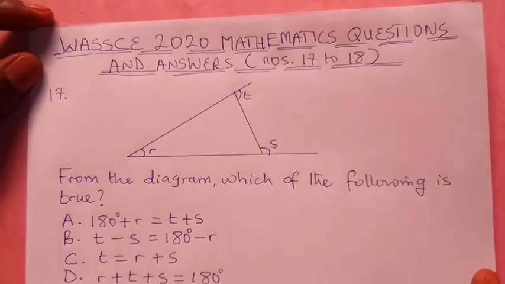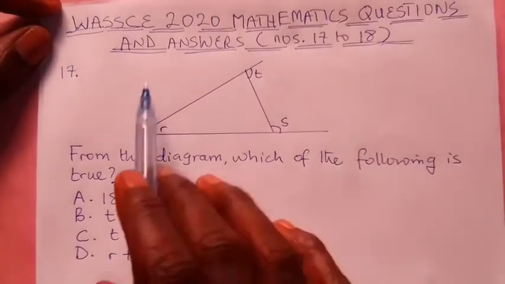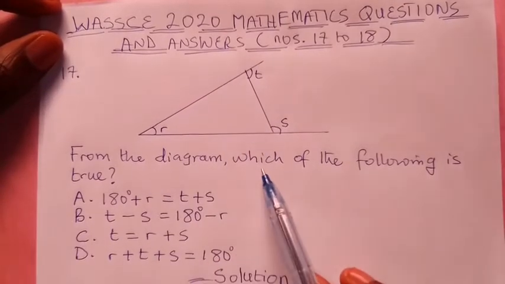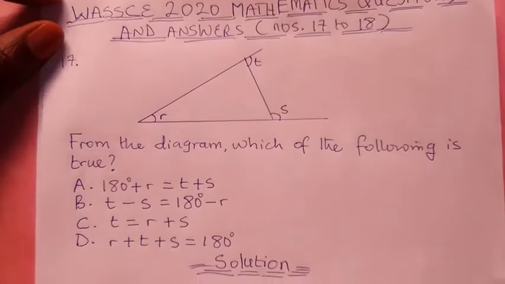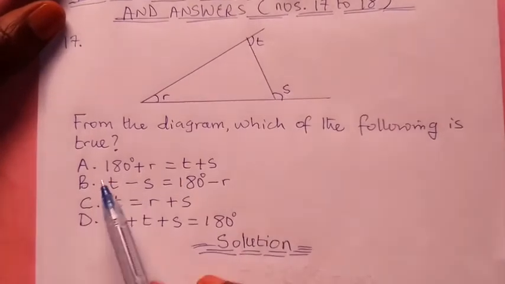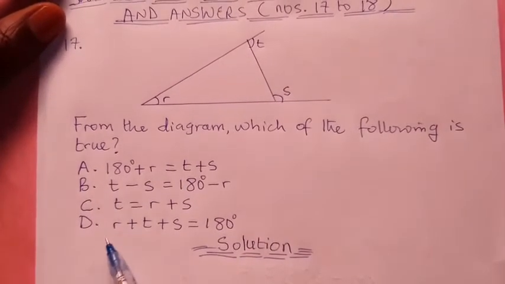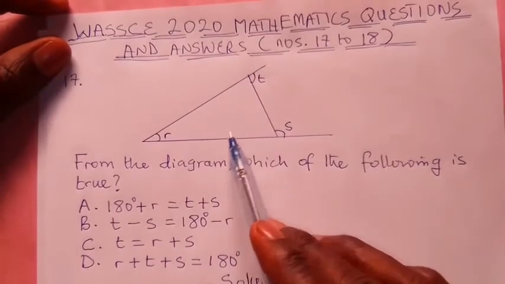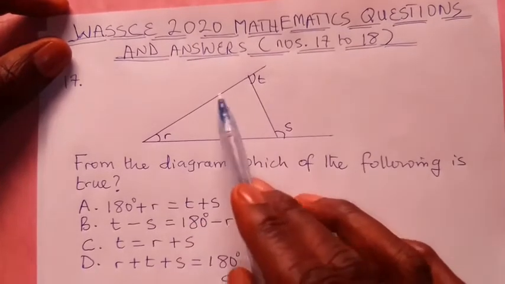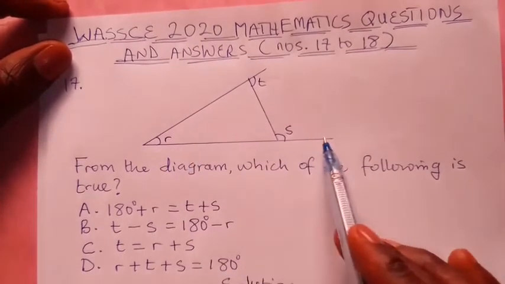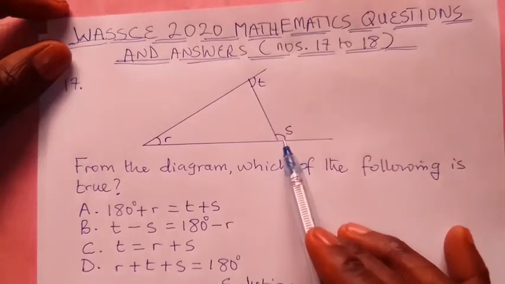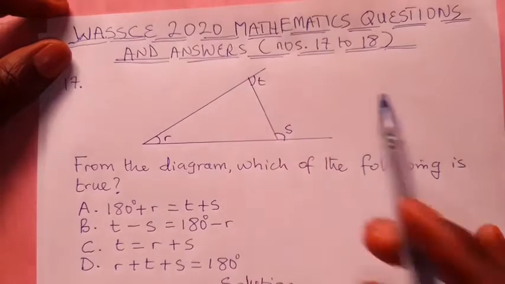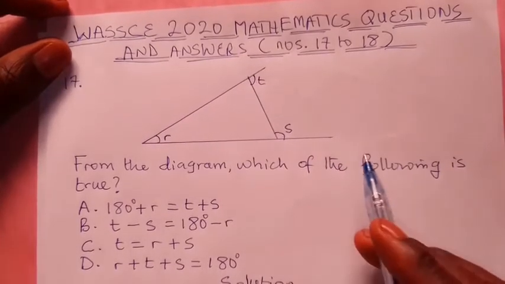Now, if you take a look at the question here, question 17, if you take a look at this triangle, the question says, from the diagram, which of the following is true? You can see the options A, B, and C. For us to answer that question, let us take a look at the diagram. You can see that this is a triangle whose sides have been extended to form two exterior angles, S and T. So where do we start solving this problem from?